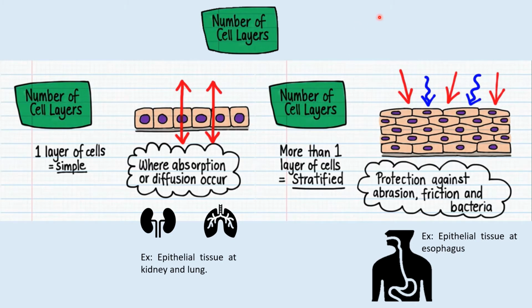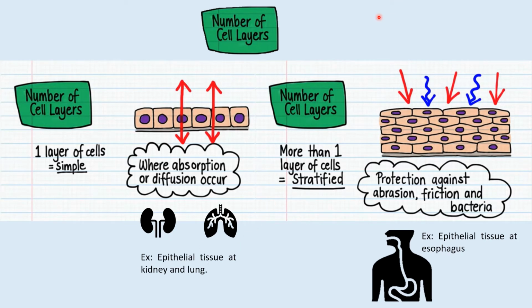Both simple and stratified are layers of epithelial tissue. Thus, it affects the function it plays at the location where it can be found. For example, simple epithelial tissue can be found lining the kidney and air sacs of the lung, where the functions are absorption and also diffusion to occur easily.